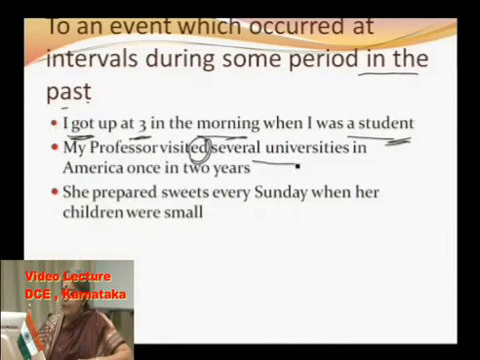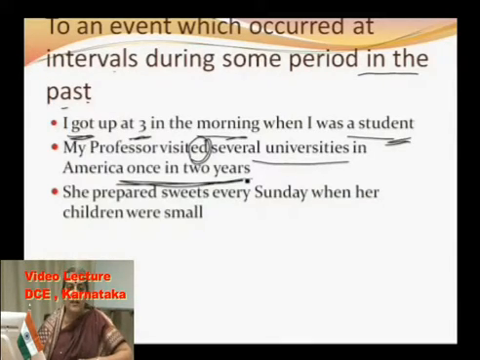He visited several universities. Now how many times has he visited? At intervals, once in 2 years. Once in 2 years. And when did this happen? Some period in the past. Why? I have used here the ed form. Similarly, she prepared sweets every Sunday when her children were small.